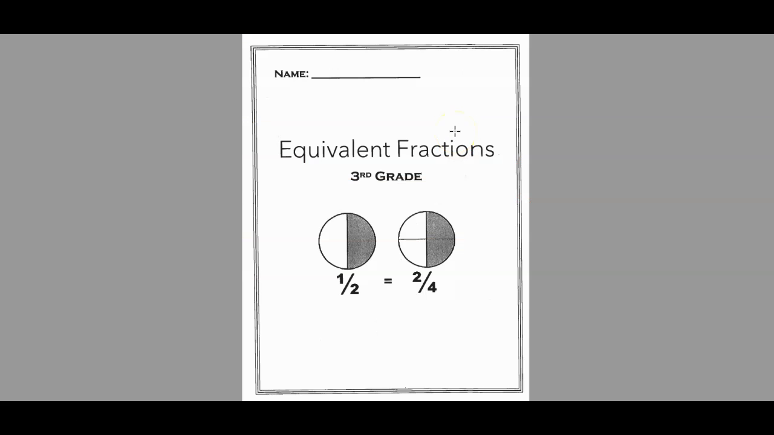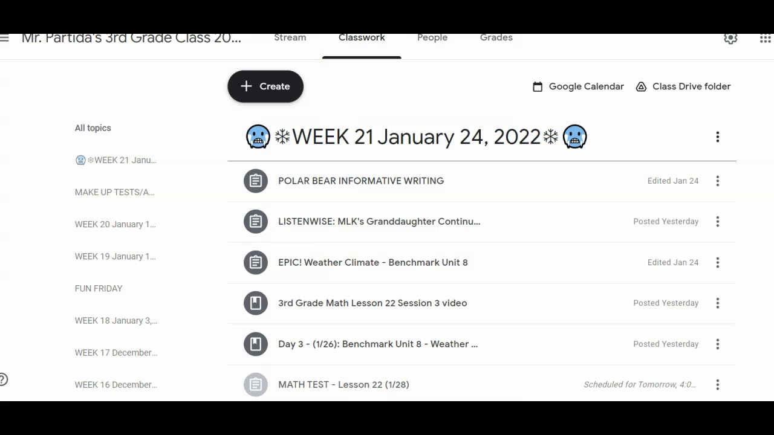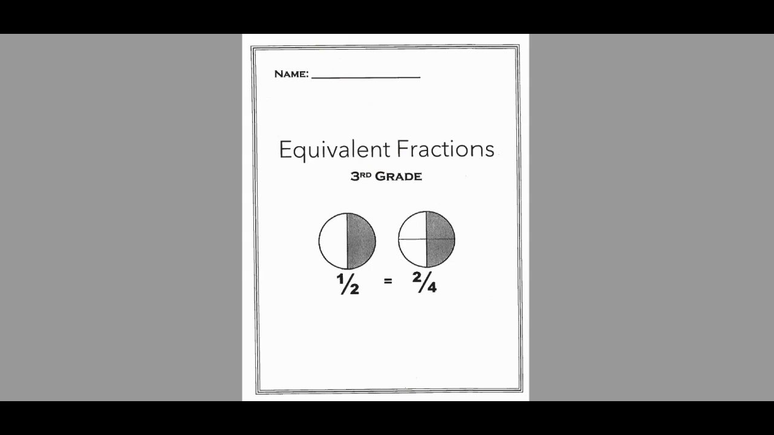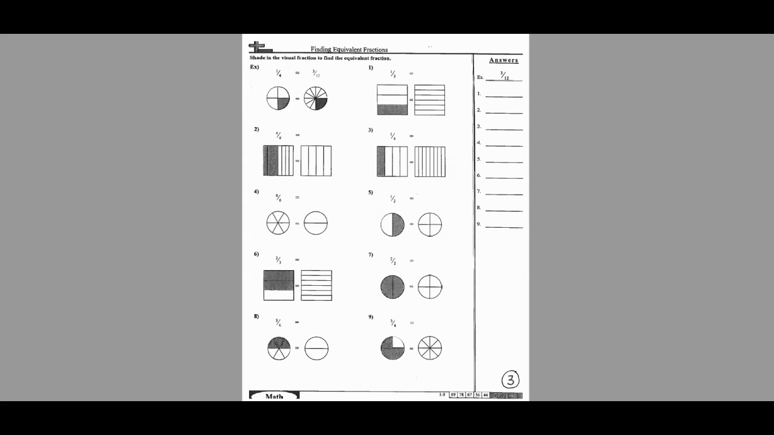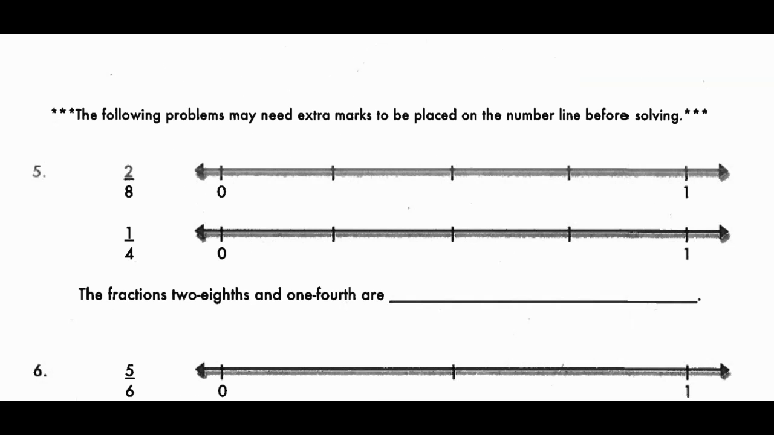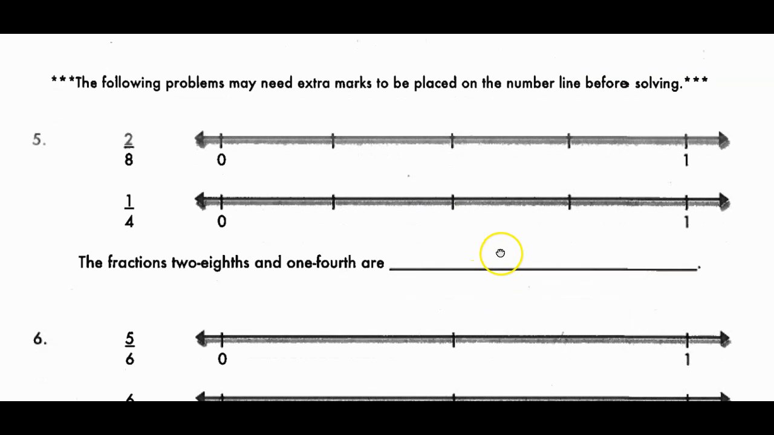All right, so in your equivalent fractions packet, you're going to work on page 6. Let's go to page 6. Right here. We're going to work on this together. It says the following problems may need extra marks to be placed on the number line before solving. Okay, no problem.